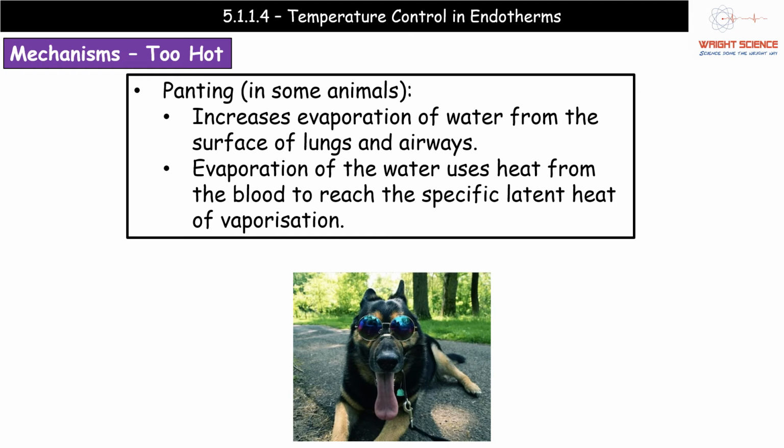Some animals, not humans typically, are also going to utilise panting as a mechanism here. Now, dogs are a great example for this. If you've seen a dog on a hot day, they're going to be sitting around with their tongue hanging out and just panting away like there's no tomorrow. And the reason that they're doing that is because it's going to increase evaporation of water from the surface of their lungs and their airways. And just like we said previously, this evaporation of water is going to use heat from the body to actually cause that process of evaporation to take place.